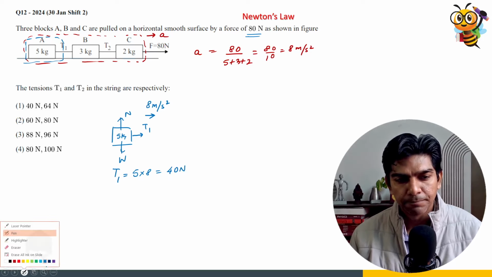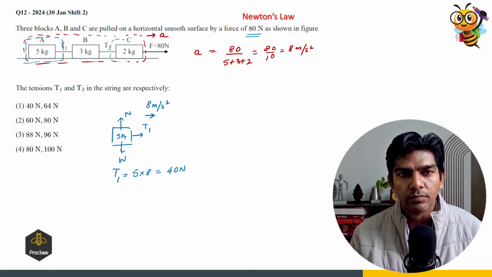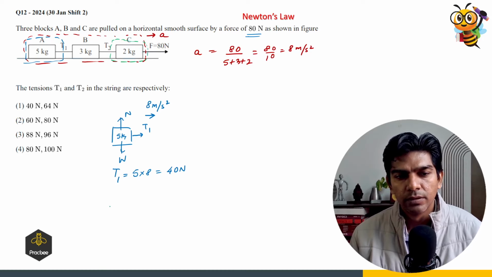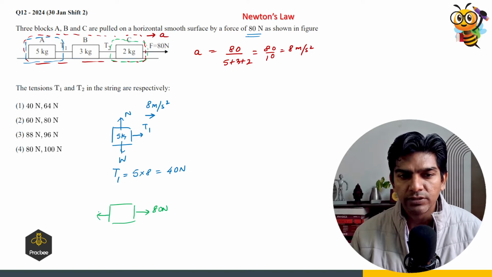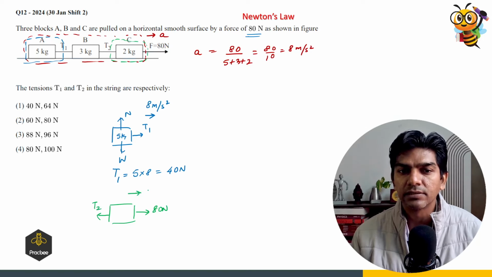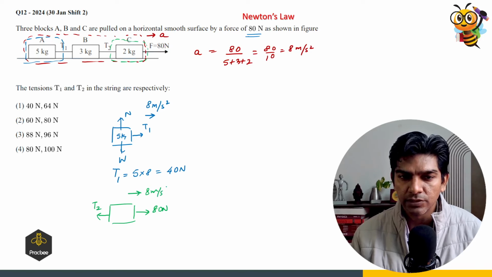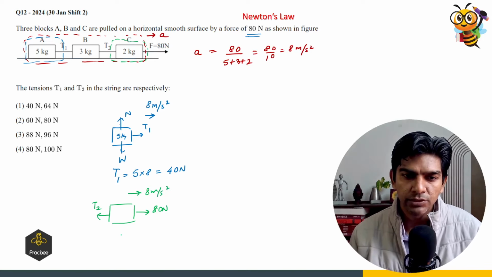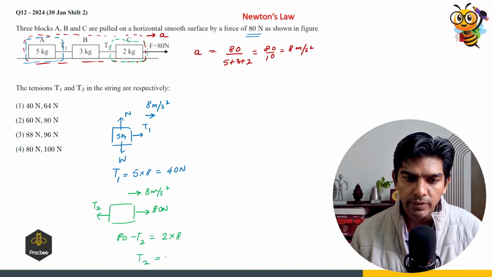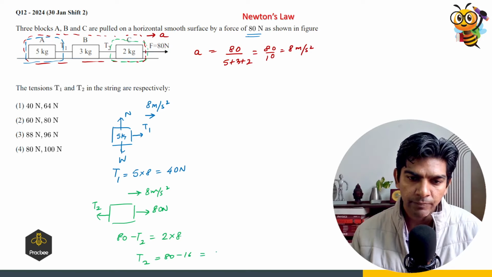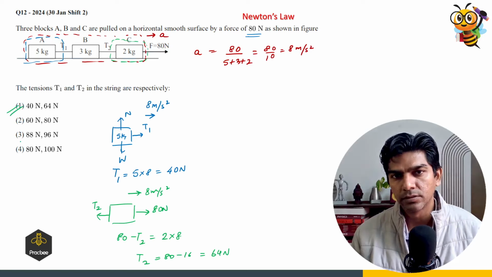Similarly, if you consider the 2 kg block as your subsystem, then on the 2 kg block there is an external force of 80 Newton acting in the right direction, and tension is always away from the object. T2 is acting in the left direction, and this block has an acceleration of 8 meters per second square. So the net force in the direction of acceleration is 80 minus T2, which is equal to mass times acceleration. Mass is 2, acceleration is 8. So T2 comes out to be 80 minus 16, so that will be 64 Newton. So option 1 is the right answer.